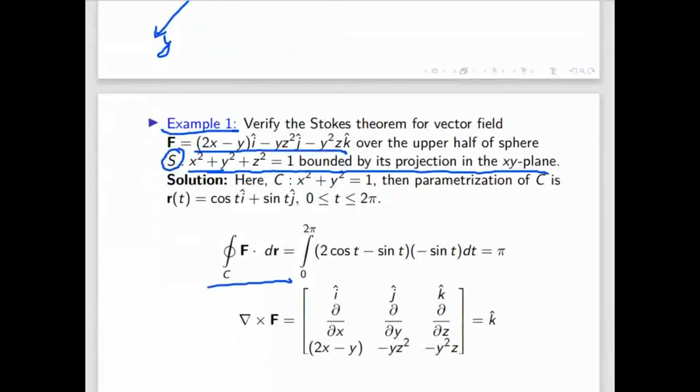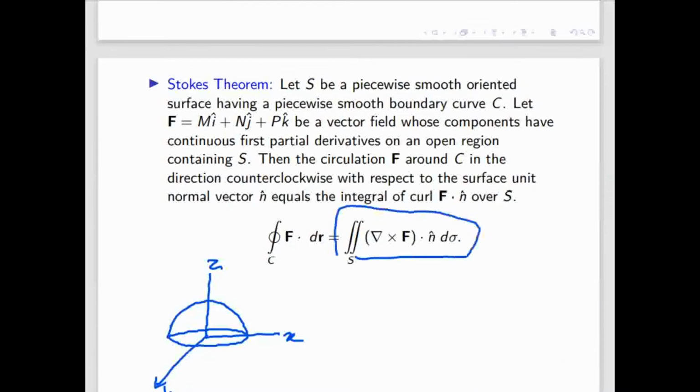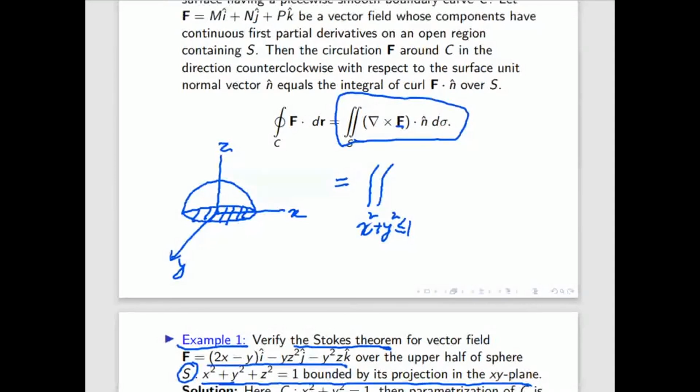So the question is verify Stokes theorem. One part is that the line integral is equivalent to the surface integral. The line integral we already calculated, it came pi. Now we want to calculate the surface integral, the right hand side of Stokes theorem. Because this surface is over this sphere, just now we have seen it is equivalent to the surface integral over this open part, which is this circle. This circle is nothing but x square plus y square less than 1. And in del cross f, the normal will be the normal of this circle, that is k cap. So we'll use k cap.